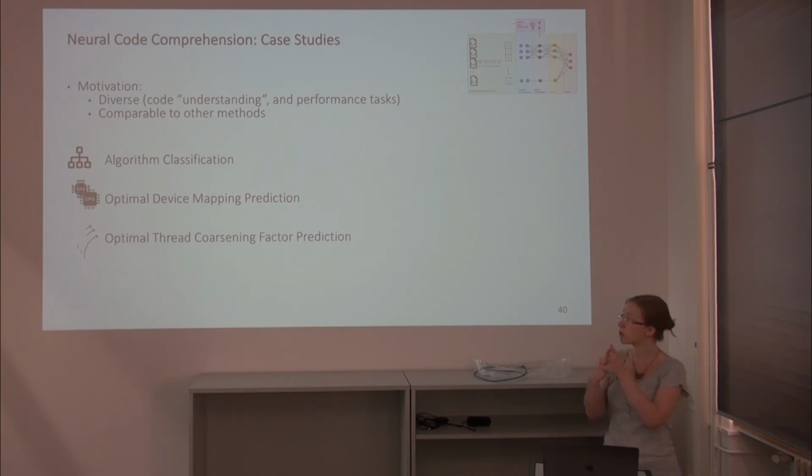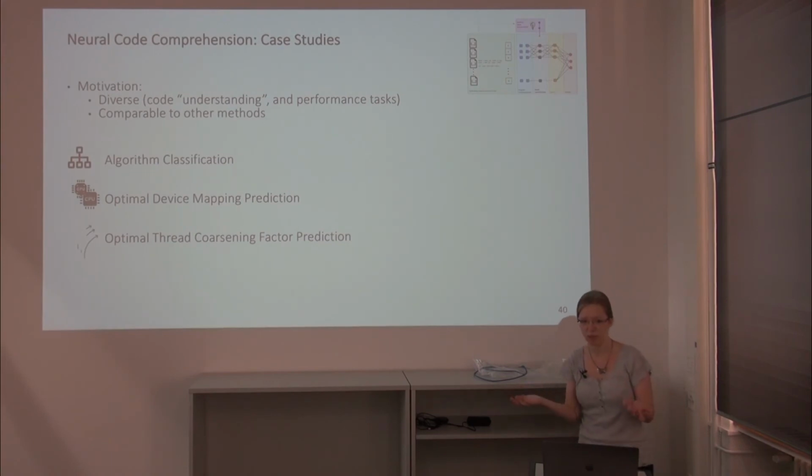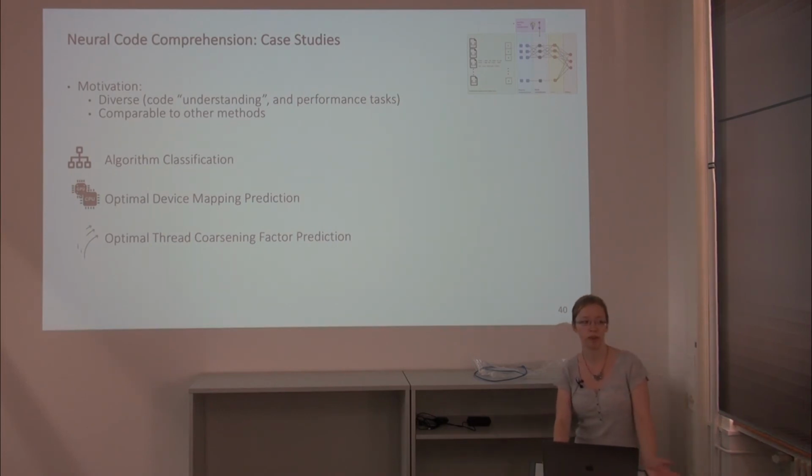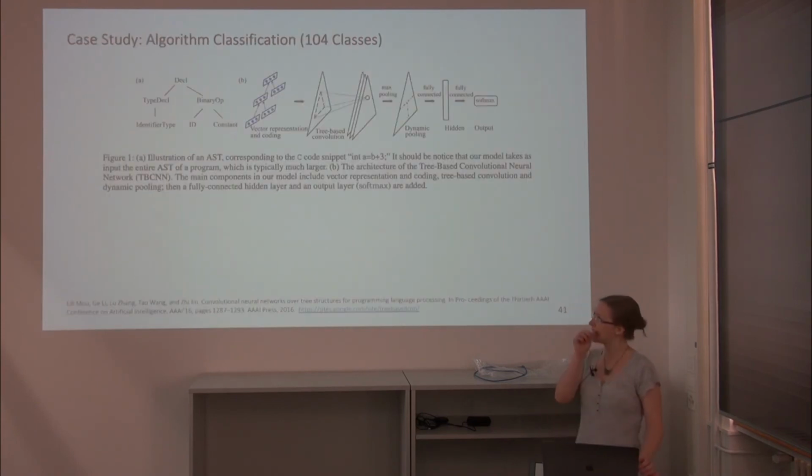So the first task is really a code understanding task. We'd like to know, given an algorithm, what kind of algorithm is this? What does this code do? And classify it. And the two next tasks have much more of a performance aspect. So how can I have an idea about the runtime or the performance of a code just by reading it and not by actually running it? Let's look at the first task.